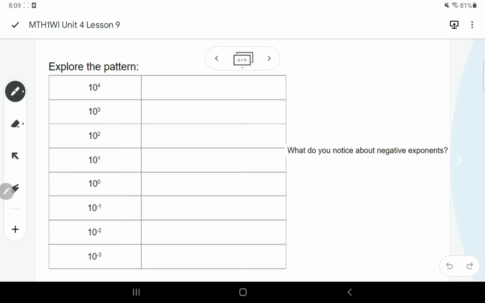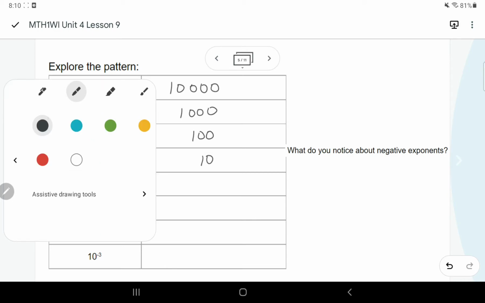So 10 to the exponent 4, 10 times 10 times 10 times 10. That's 10,000. 10 to the exponent 3, 10 times 10 times 10, or 10 to the exponent 3 on your calculator, will give you 1,000. 10 squared, 10 times 10 is 100. 10 to the exponent 1. We know that an exponent 1 doesn't do anything. The base just stays the same. So what is our pattern here?